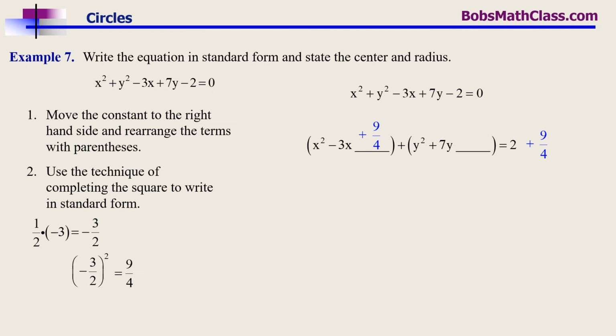Now the 7. 1/2 times 7. That'll be 7 over 2. And then we square it. 49 over 4. 49 over 4 on the left. 49 over 4 on the right.